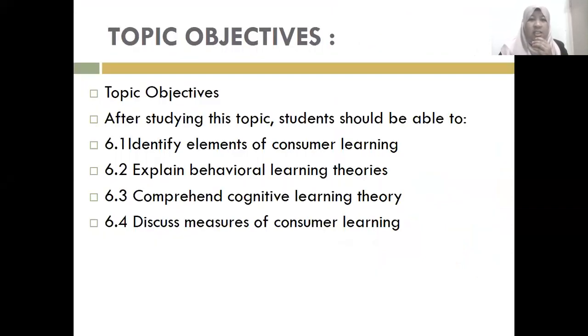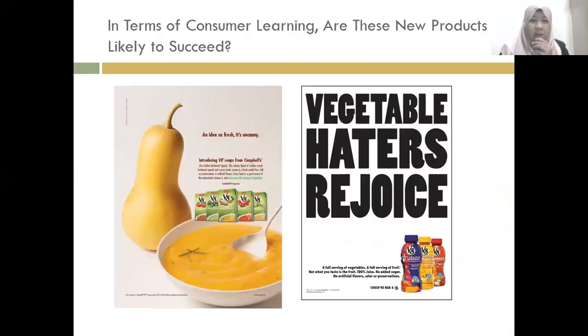After learning this chapter, the student should be able to identify the elements of consumer learning, explain the behavioral learning theories, comprehend the cognitive learning theories, and discuss the measures of consumer learning. Alright, so this is the starting one.